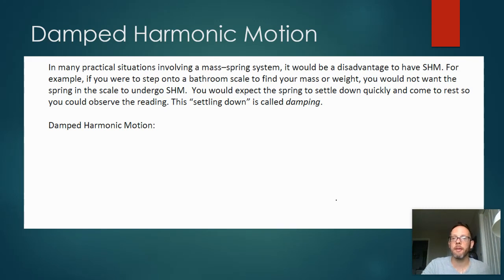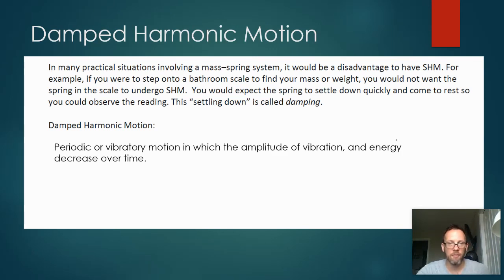Same thing with maybe a bridge that's maybe perturbed a little bit due to the wind. We don't want our bridge to constantly be moving back and forth. If there's a perturbation, we'd like it to settle quickly, right? So this settling down is called damping. And this leads us to a definition of damped harmonic motion. So it's periodic or vibratory motion in which the amplitude of vibration and energy decrease over time.